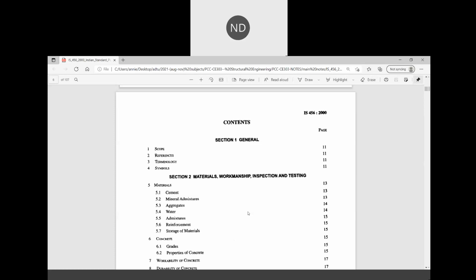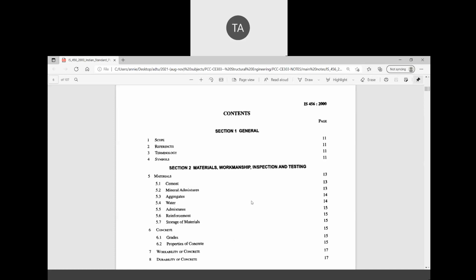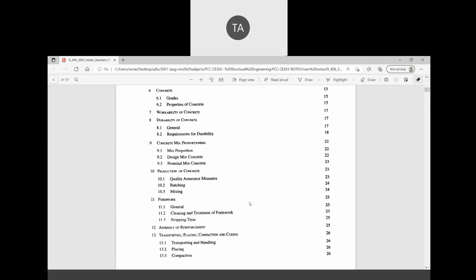Yes, ma'am, but it is about 107 pages. So we need to print out all the pages. 107 pages.